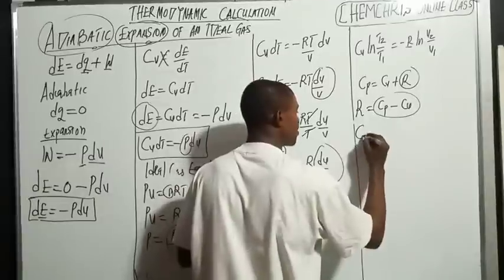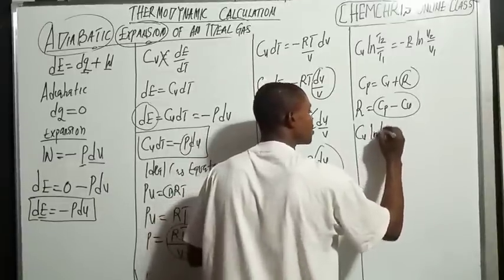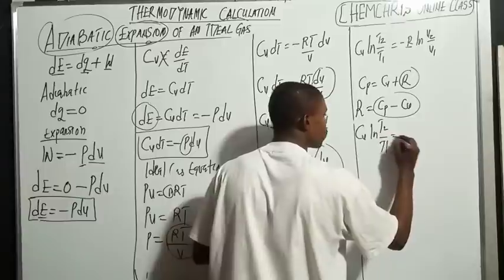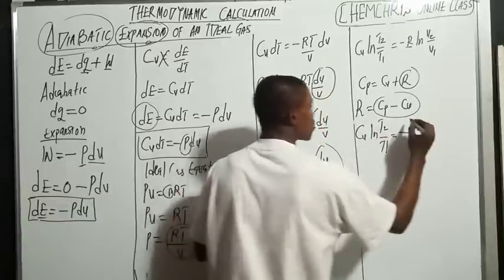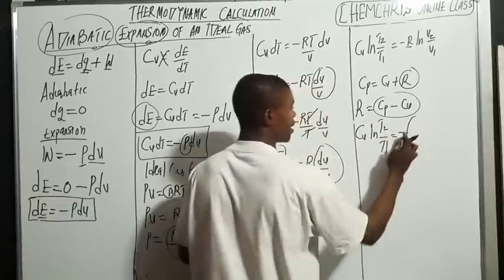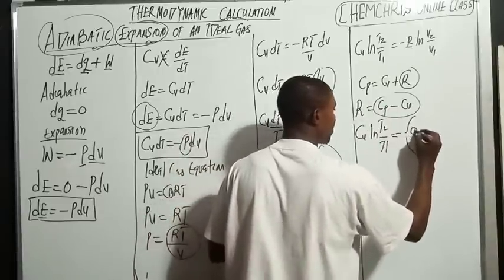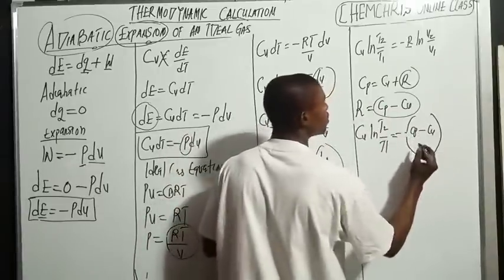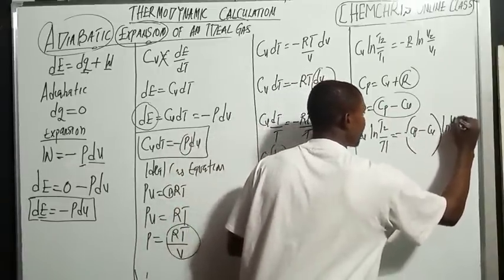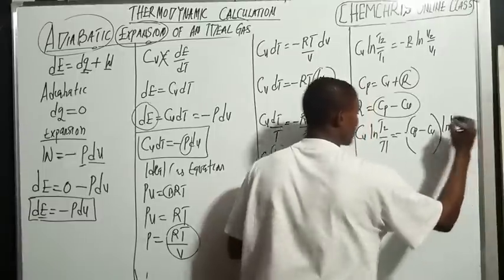I want to have CV ln T2 over T1 equals minus, and I will put a bracket here to enclose, CP minus CV, then ln V2 over V1. Can you see that?